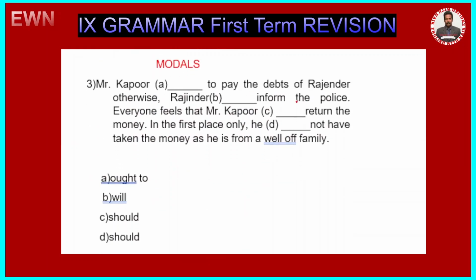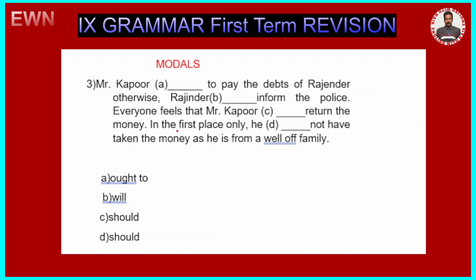Mr. Kapoor dash to pay the debts of Rajendra, otherwise Rajendra dash to inform the police. Everyone feels that Mr. Kapoor dash return the money. In the first place, only he did not. So: Mr. Kapoor ought to pay the debts of Rajendra, otherwise Rajendra will inform the police. Everyone feels that Mr. Kapoor should return the money. In the first place, he should not have taken the money, as he is from a well-off family.